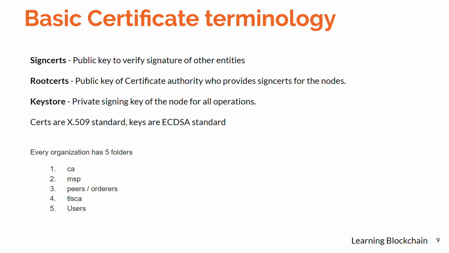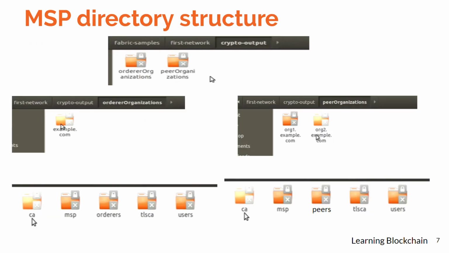So there are 5 folders: CA, MSP, peers or orderers, TLS CA, and the users. These are the first thing whenever you go inside the crypto-config folder, the base folder. Inside that you can see these 5 folders. You can see that whenever I go to this particular network structure, inside the orderer organizations or the peer organizations, under that there are domain names, and inside the domain name there are 5 different folders, as in the last picture. So I will start from there: CA, MSP, peers or orderers, TLS CA, and the users. Okay, so I am again recapping this particular picture for you.